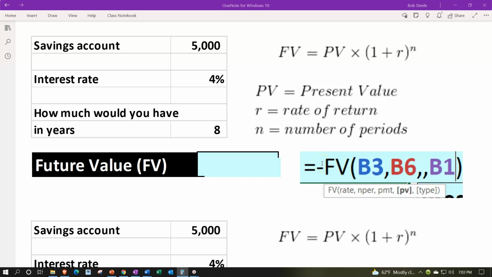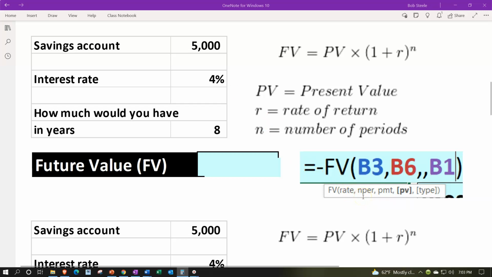We're going to say equals FV brackets. We're looking at the rate then, which we could type in there at 0.04, but instead we're using B3, which is referring to our data cell up top, which is the best way to do Excel, to refer back to a data set so that when we change the data set, we can run scenarios with it. Then we're going to say comma.